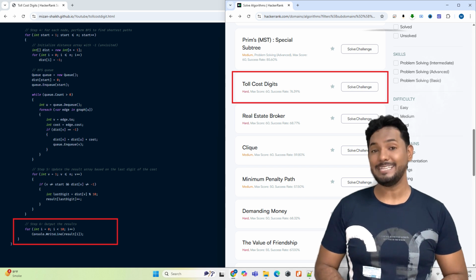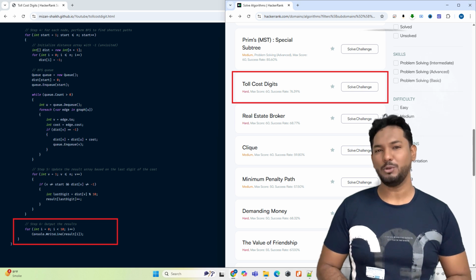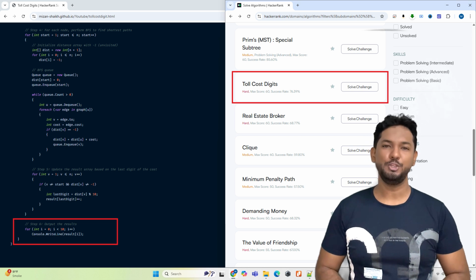In our next episode, we'll be tackling more advanced graph algorithms, diving into concepts like Dijkstra and A-star for optimal path finding. Trust me, you won't want to miss it.